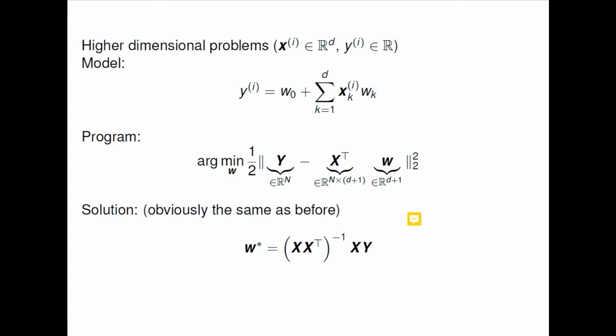So our model is going to be y_i written as w_0 plus the summation from k equals 1 to d of x_ki times w_k. So this can be thought of as w_0 plus w_1 x_1i plus w_2 x_2i plus w_3 x_3i and so on till the dth dimension. And then again you can represent this in the vector notation, and we can simply minimize the error, and the solution still remains the same. So w star solution can be found out.